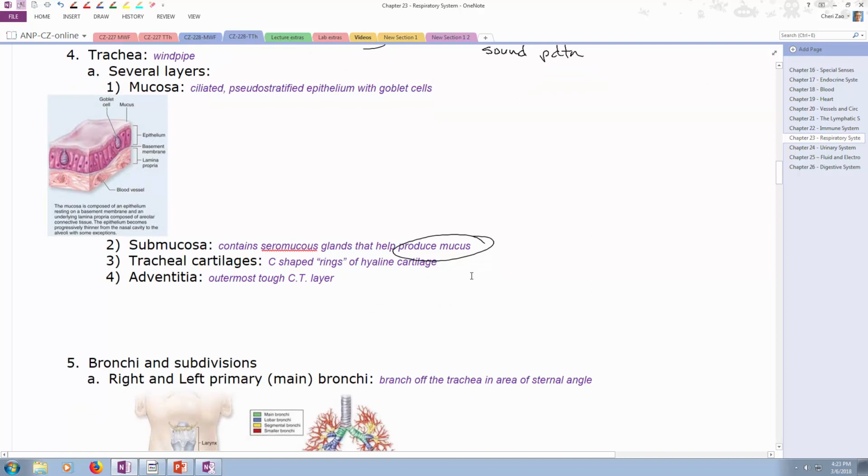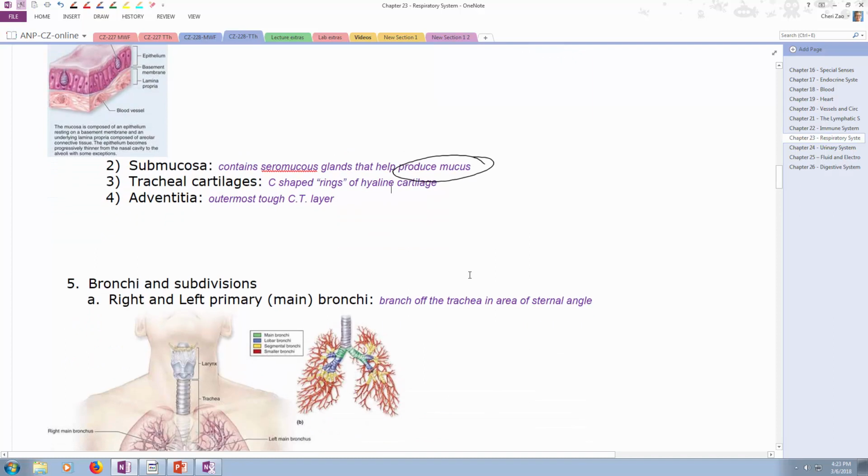And then we have our tracheal cartilages as we move on down. They are actually C-shaped rings of hyaline cartilage with the open portion of the C posteriorly. It's not directed anteriorly, it's directed posteriorly. And then the adventitia is the outermost, relatively tough CT layer, but unfortunately allows for spread of cancers.